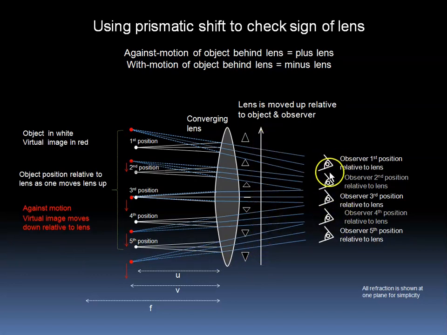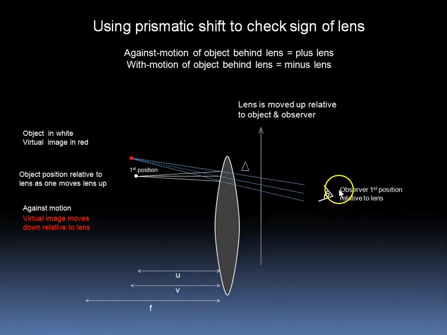One may use prismatic shift to check the sign of an unknown lens by moving it upwards relative to the position of the observer. If we put an object behind the lens at a distance closer than the focal point, the lens will create a virtual image for the observer. And this virtual image position will change as the lens is being moved.